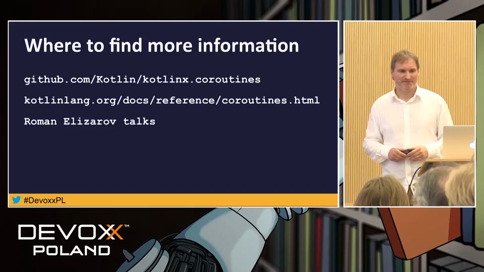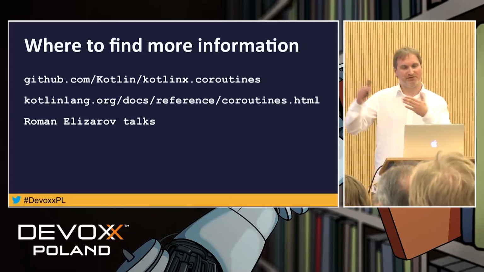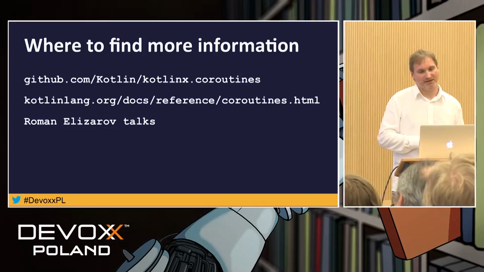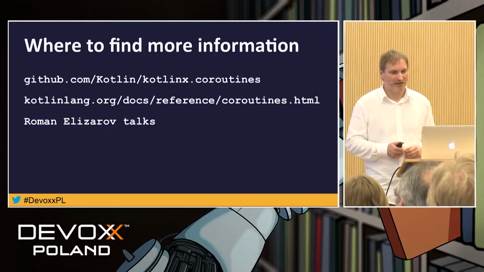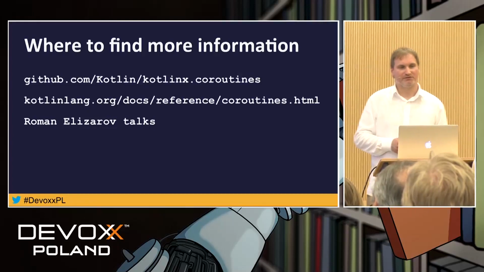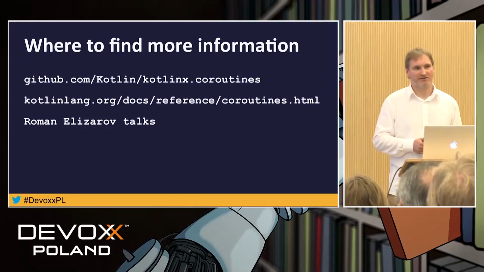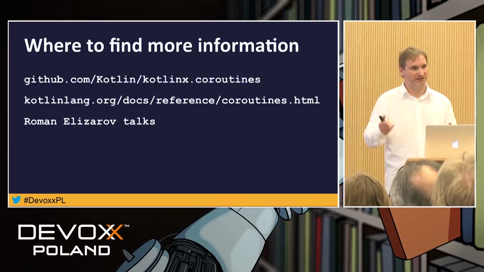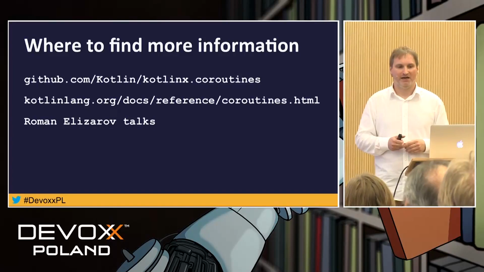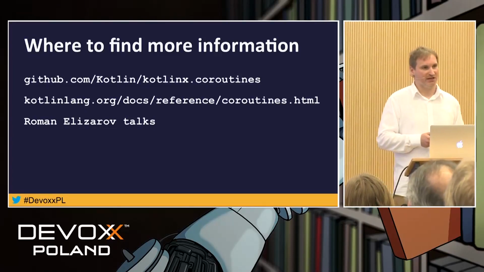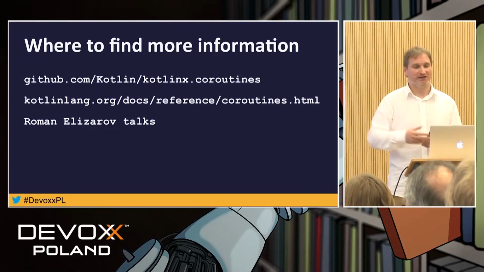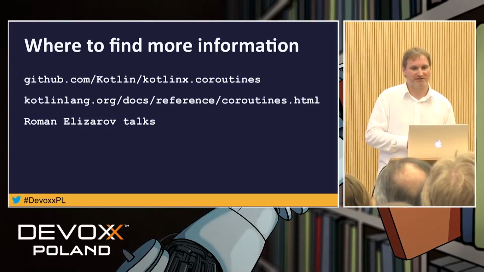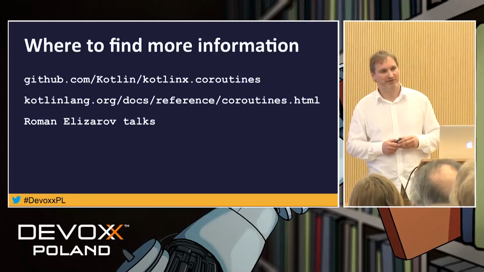There is a website for coroutines in the official Kotlin language reference, and you can find some information there. And you can also Google Roman Elizarov. Roman is the guy from JetBrains who is the main brain, the main designer of coroutines in Kotlin. There are a couple of videos of his talks where he goes a bit deeper about coroutines, their implementation and design decisions. So you can also have a look at those talks.